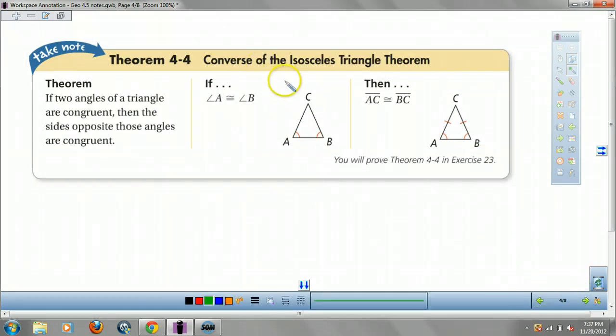There's a converse of it. What the converse says is, if your base angles are congruent, then the opposite sides are congruent. So A is looking at this side and B is looking at that side. Okay? So pretty much, if you know base angles are congruent, you've got an isosceles triangle. Two of the sides are congruent. Their two opposite angles are congruent. Ta-da!